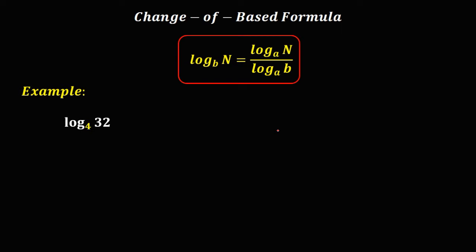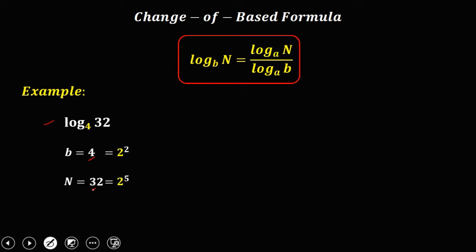Now let's have this given. So log 32 with base 4. So on this given, b is 4 and n is 32. Now, first, we need to change these numbers with the same base. Now, 4 and 32, so we can rewrite these numbers with base 2 because 4 is equal to 2 to the power 2 and this 32, that's 2 to the power 5. So, therefore, a now is equal to 2.